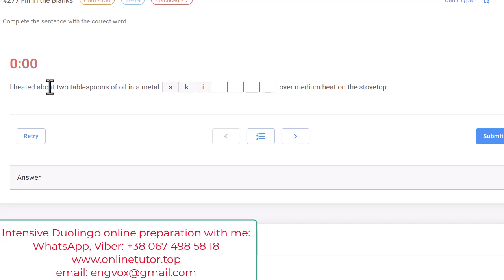Okay, so let's go. We read and discuss and do. I heated about 2 tablespoons of oil in a metal skillet, several variants of reading just in case, over medium heat on the stove top.